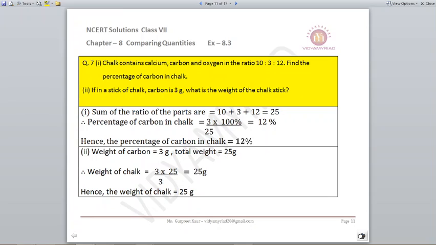Next, if in a stick of chalk carbon is 3 grams, what is the weight of the chalk of the stick? So now total weight of the stick is how much? 25 grams, because 10 plus 3 plus 12, if we do, that gives you 25 grams. Weight of the carbon they are telling we have to find out for 3 grams. But in the ratio also we are given the weight as 3 only. So that means the weight of the chalk will be 25 grams.